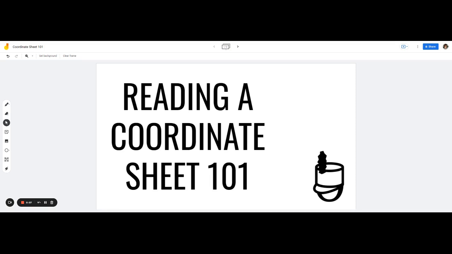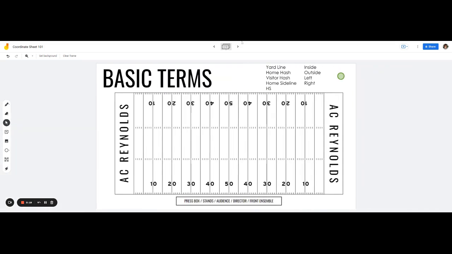I'm going to be showing you how to read a coordinate sheet. So if you have never learned how to read a coordinate sheet, or you've forgotten, or you need some more in-depth information, feel free to grab your sheet and follow along with this little screencast. Before we actually get into reading it, we need to figure out some basic terms.